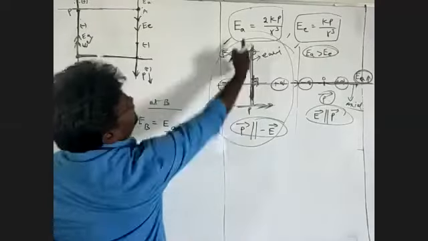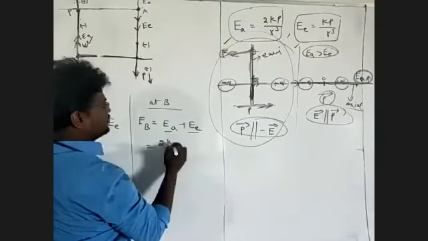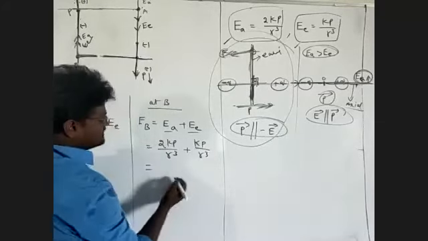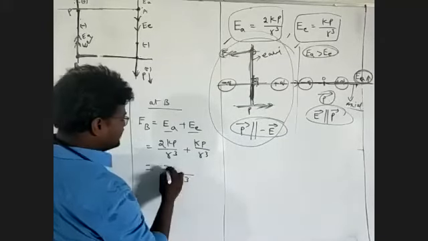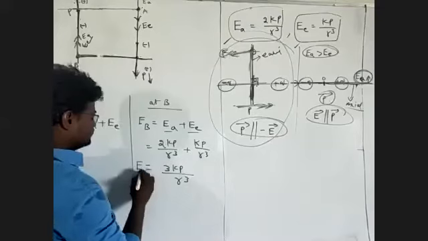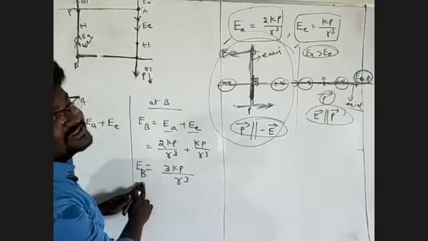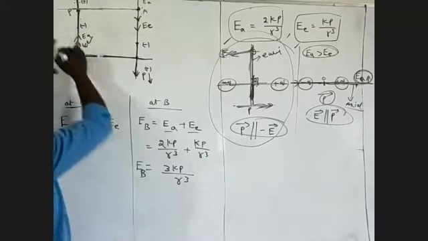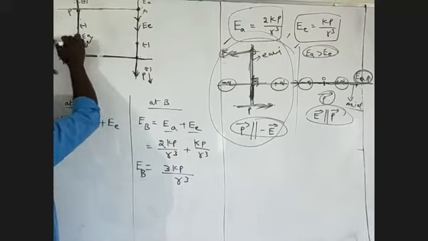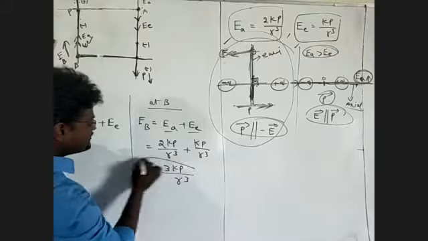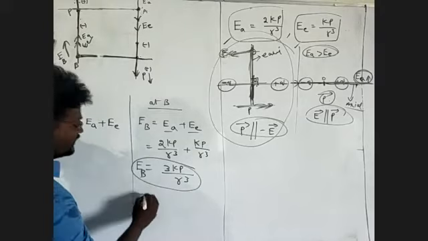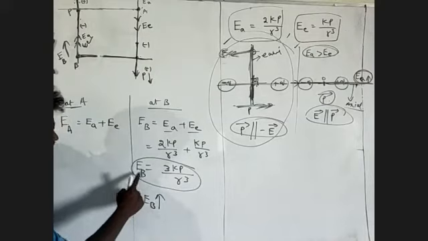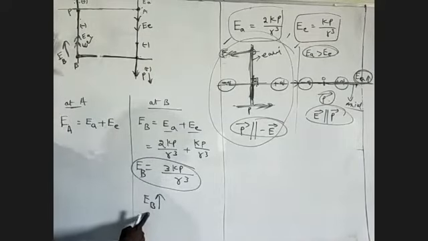Now EB: EA means 2kp by r cube plus EE means kp by r cube. Now you will see this is r cube, this is 3kp, this is EB. At this place EE and EA are both in the upward direction, and the resultant EB is also in the upward direction. This is the magnitude of EB, and the direction of EB is upward.